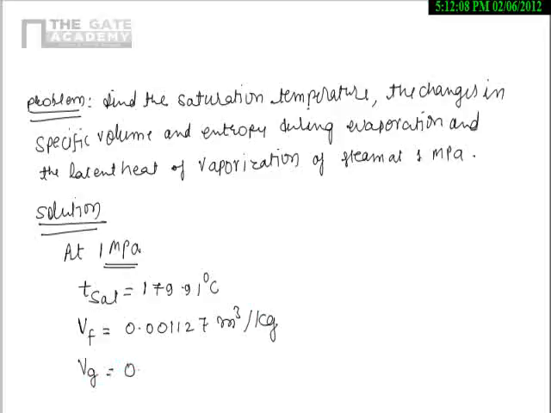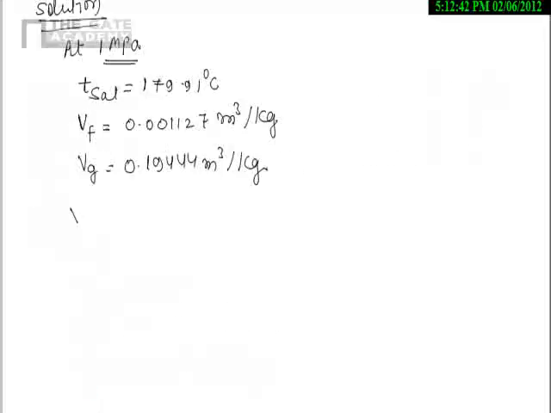Specific volume of vapor will be 0.19444 meter cube per kg. And now we are interested in the change in specific volume and entropy during vaporization. Vaporization is a process where the phase is changing, so the latent heat will come into play. For this, we have to subtract the properties of liquid from the properties of vapor. For specific volume, that is Vfg, we put Vg minus Vf, specific volume of vapor minus specific volume of liquid, so we get 0.1933 meter cube per kg.